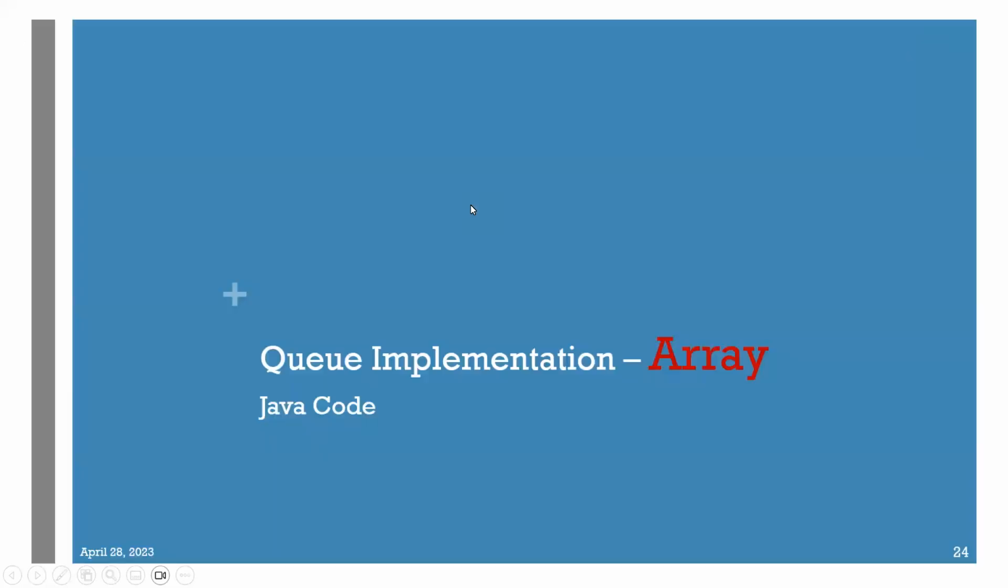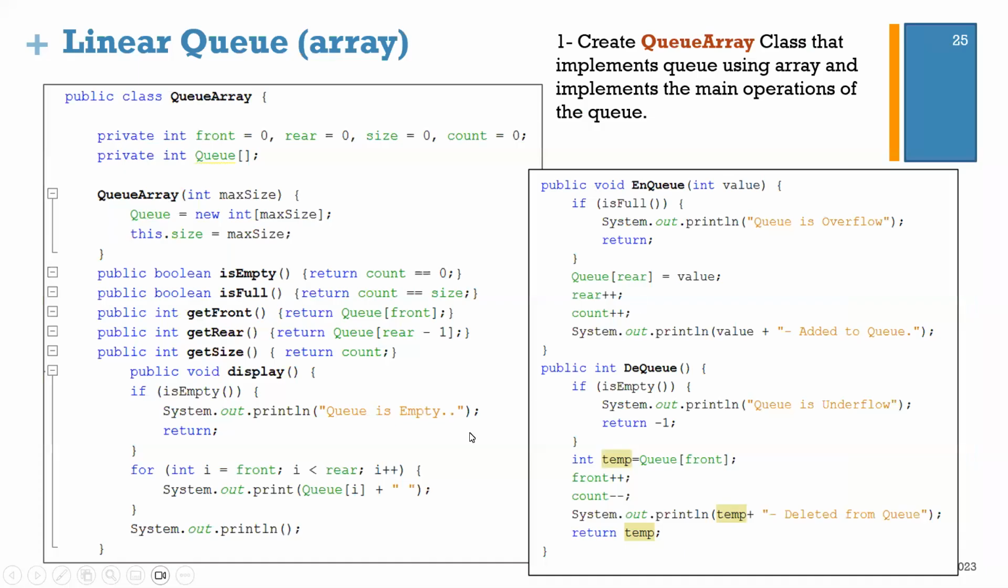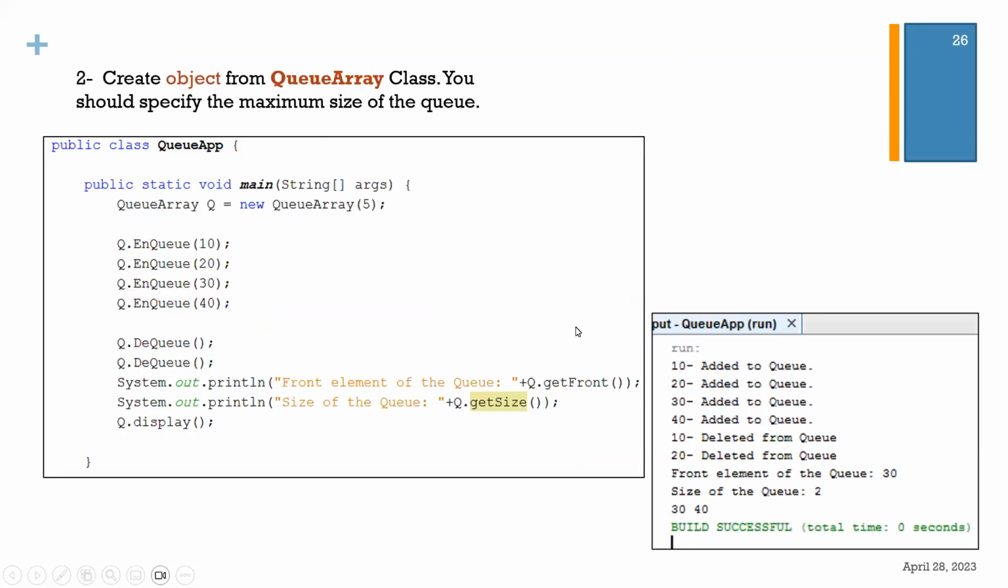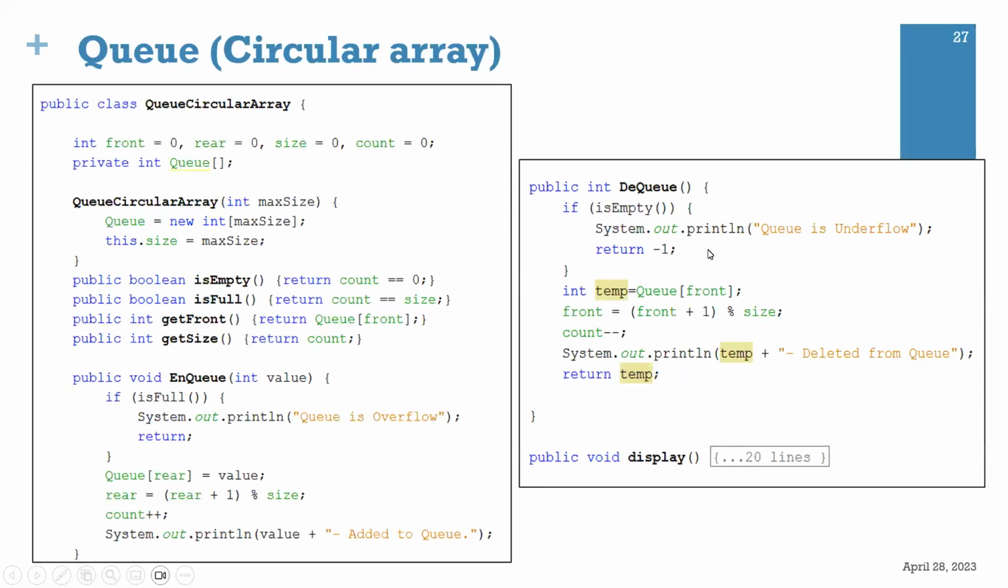Now, for the queue array implementation, this is the Java code. You can convert the same algorithm for enqueue here. This one is the normal version without circular, and the next one, I think, is circular. This is the application, and this is the circular version here. For dequeue, we use front + 1 modulus size. Again, for enqueue, it will be rear + 1 modulus size.